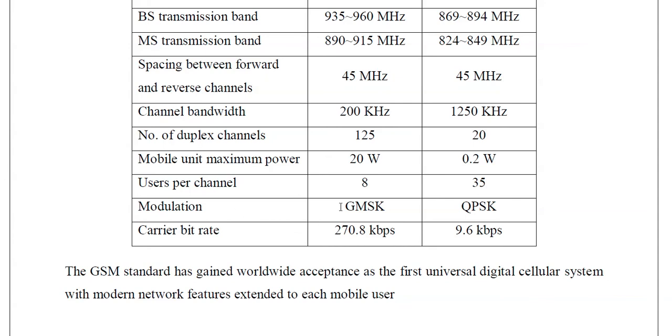The modulation, GMSK versus QPSK. The carrier bitrate is 270.8 kilobits per second in the GSM, while it's 9.6 kilobit per second in the IS-95.